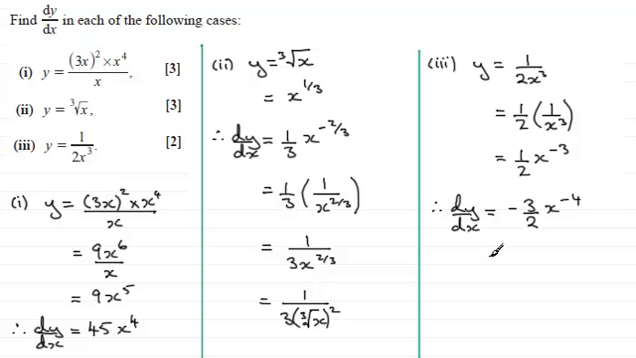But if you do want to take this further, this is the same as minus 3 over 2 multiplied by 1 over x to the power 4. Remember, x to the minus 4 is 1 over x to the power 4. And if we clean this up further, we've got minus 3 times the 1, that's going to be minus 3, and it's going to be all over 2x to the power 4.